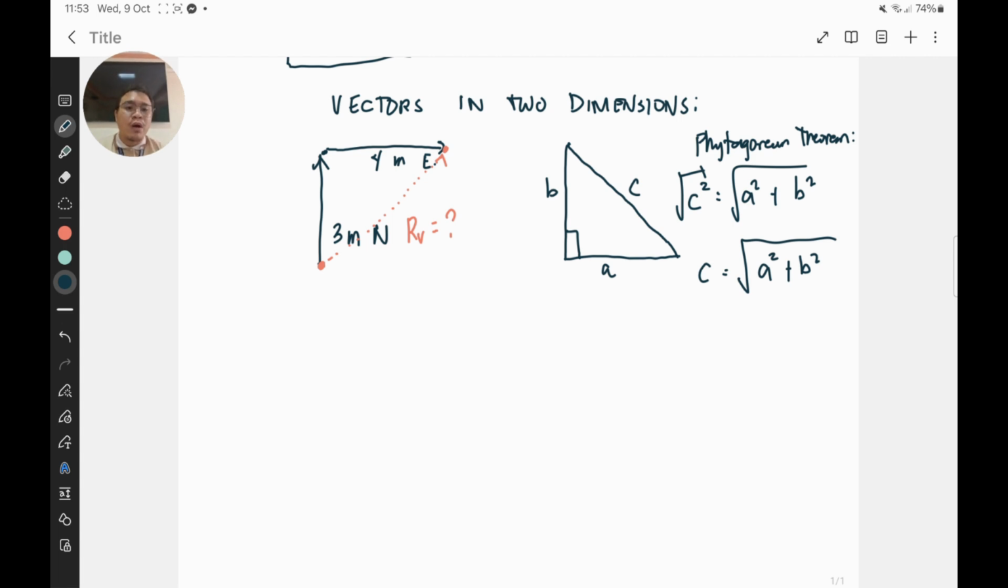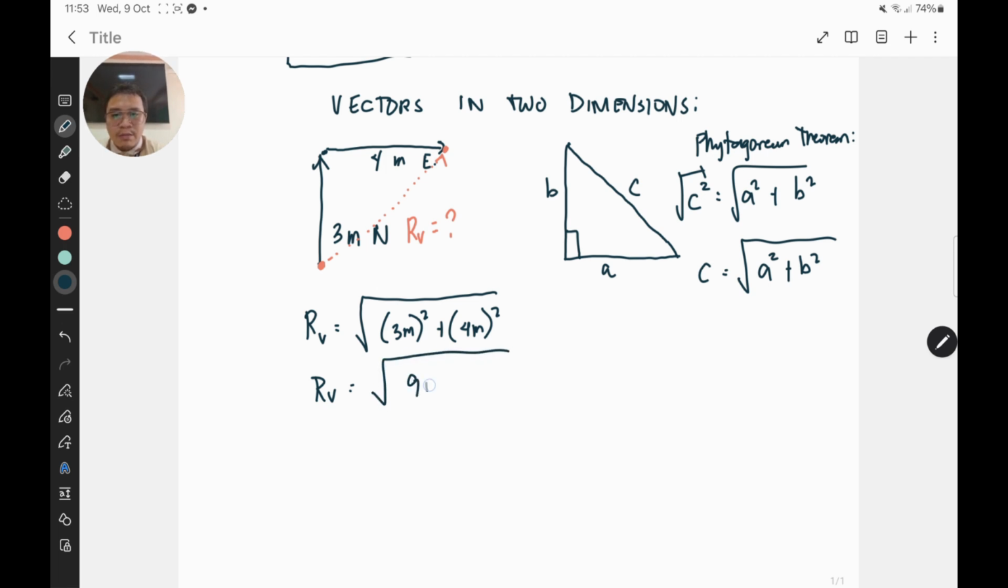Okay? Now, going to our example here for our first problem, the person walked 3 meters north and 4 meters east. Then, what is now its resultant vector? So, using the Pythagorean theorem, we can solve the resultant vector as follows. The resultant vector now would be the square root of the sum of the squares of the two vectors given. In this case, 3 meters squared plus 4 meters squared. Okay? So, we know that 3 squared is, of course, 9 meters squared.